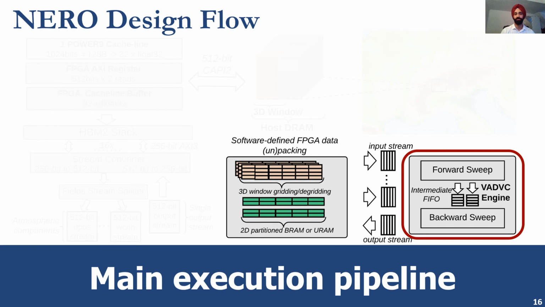As shown, the main computational pipeline of vertical advection consists of a forward and a backward sweep logic. The forward sweep results are stored in an intermediate buffer to allow for backward sweep calculation. Upon completion of the backward sweep, results are placed in an output buffer that is followed by a degrading logic. The degrading logic converts the calculated results to a 512-bit wide output stream.